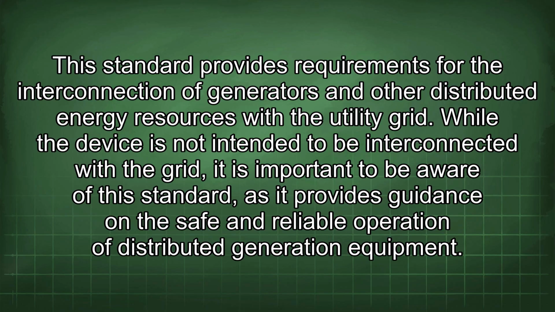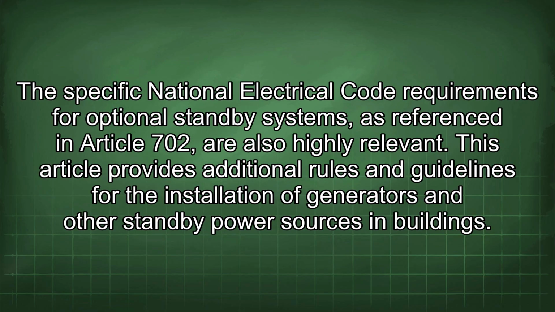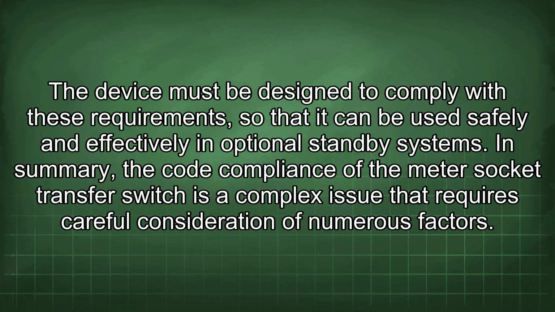This standard provides requirements for the interconnection of generators and other distributed energy resources with the utility grid. While the device is not intended to be interconnected with the grid, it is important to be aware of this standard as it provides guidance in the safe and reliable operation of distributed generation equipment. The specific National Electrical Code requirements for optional standby systems, as referenced in Article 702, are also highly relevant. This article provides additional rules and guidelines for the installation of generators and other standby power sources in buildings.